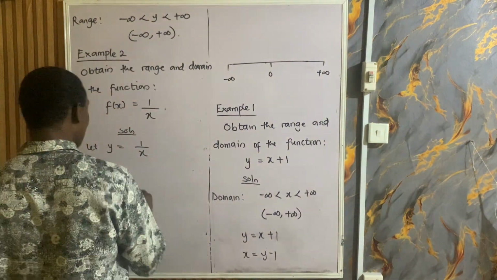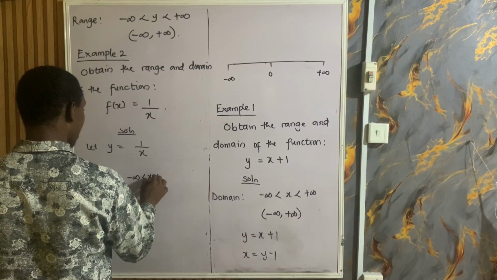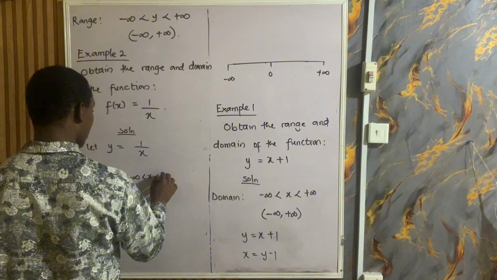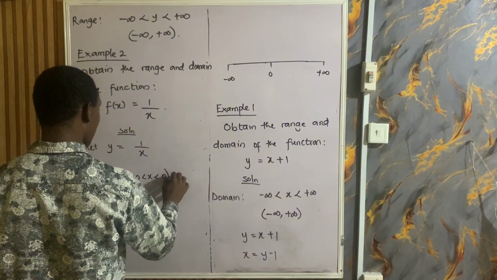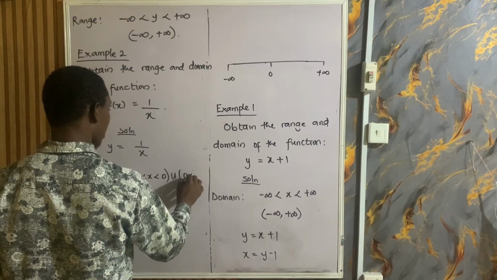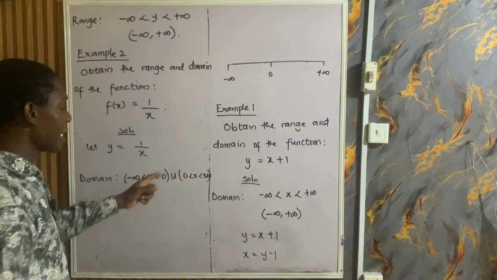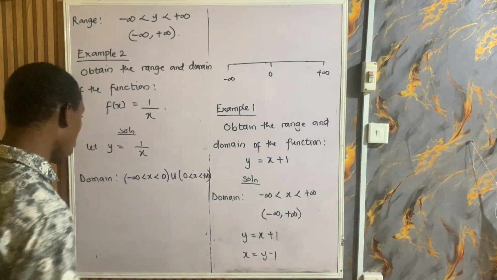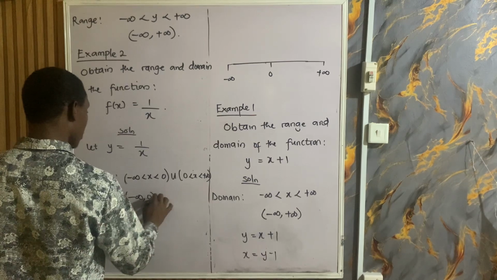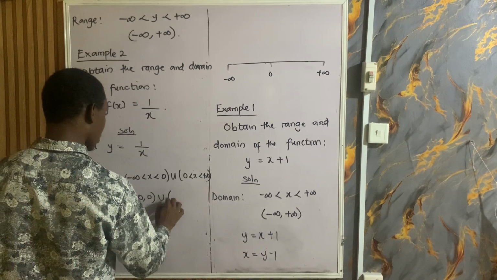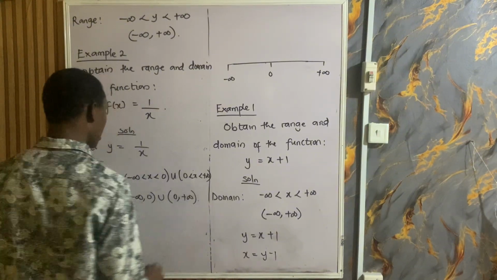So we write it like this: any negative number, minus infinity less than x less than 0, and then union 0 less than x less than positive infinity. This is how you write this actually. Or you write it like this: minus infinity comma 0 union 0 comma positive infinity. This is another way to write this.